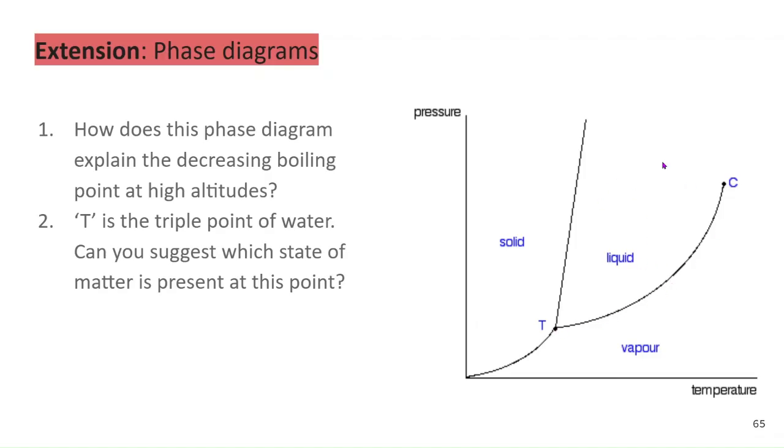And at high altitudes, there's less pressure. There's less gas pushing down on you. So you have a lower boiling point. At T, all three states of matter exist. So if you ever are at the temperature and pressure triple point, you get all three states of matter at once. It's a really weird point.